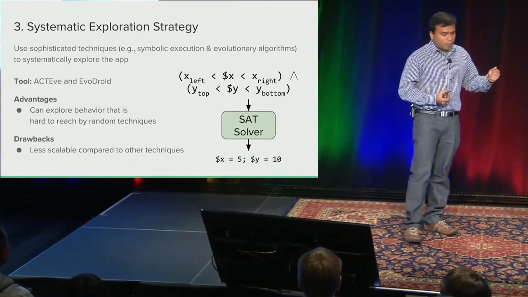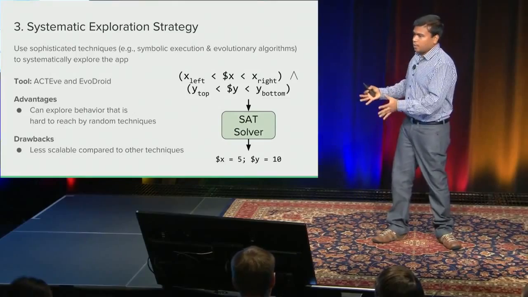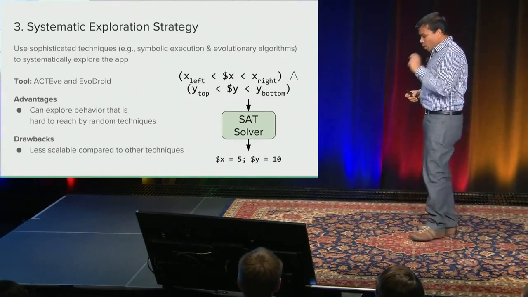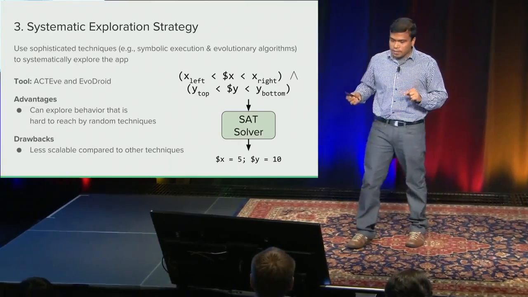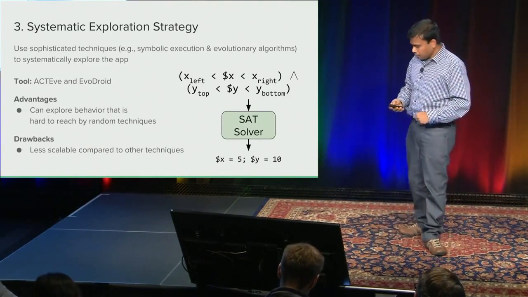And the good thing about these tools is that they can explore systematically, and you can direct the testing towards one particular path. However, because these techniques are heavyweight, they are less scalable than random, right?